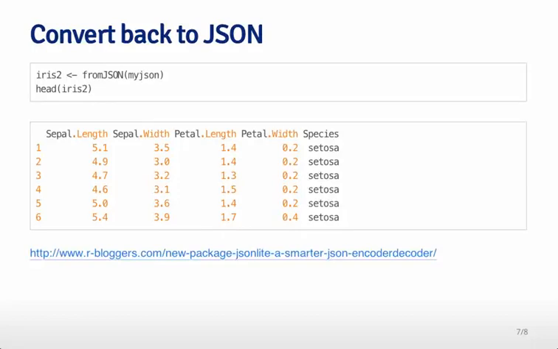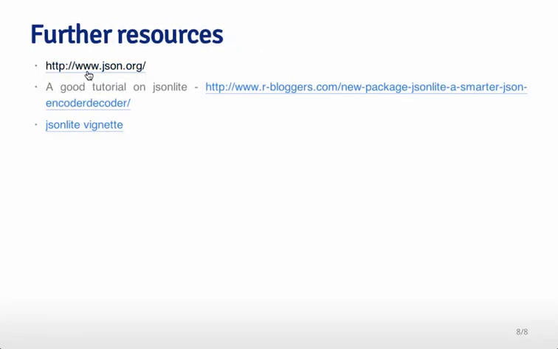If you want a little bit more information, you can go to json.org. This will give you more information about JSON in general. And then a really nice tutorial on jsonlite that was the basis for a lot of this lecture is right here at R-bloggers. You can take a look at that. The jsonlite vignette is also quite good and gives you a lot more information. So if you have a more complicated JSON structure that you need to get access to, you can go check out those resources and they might give you a little bit more information.